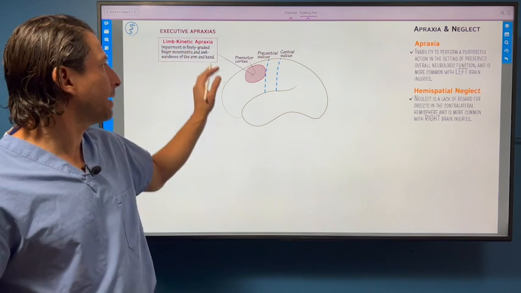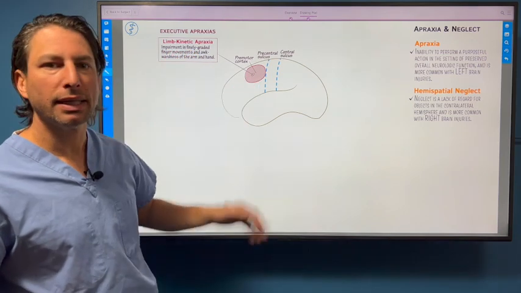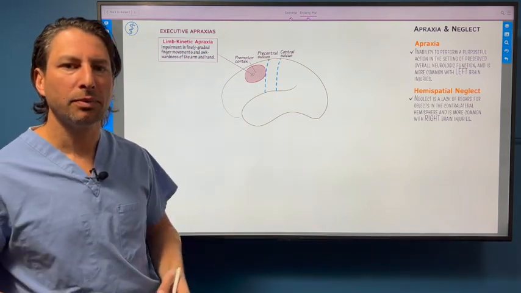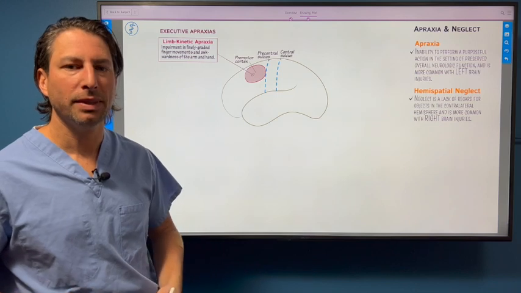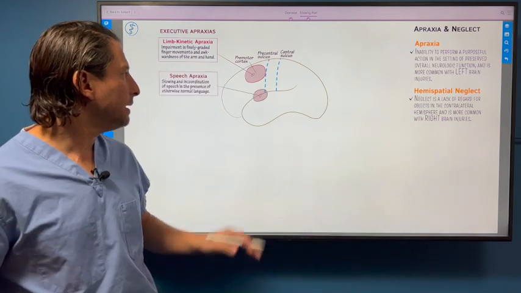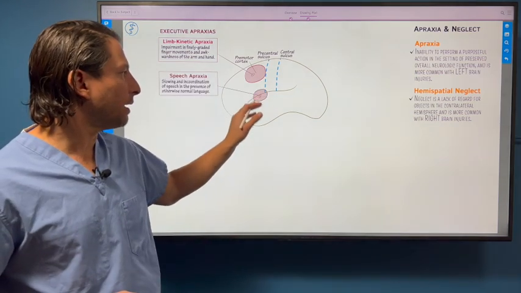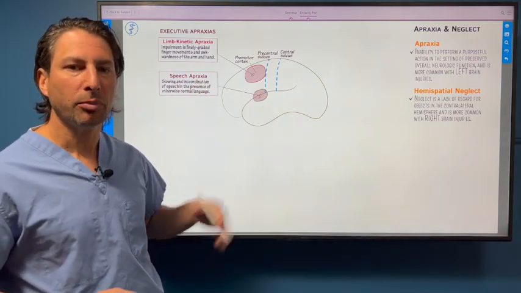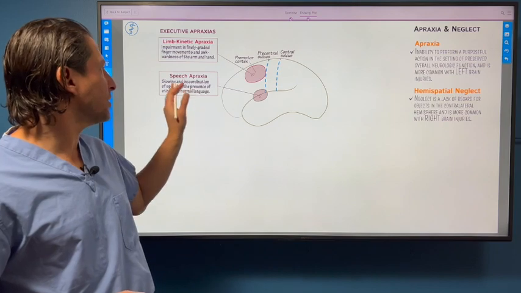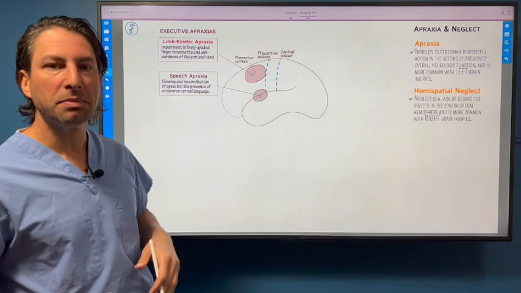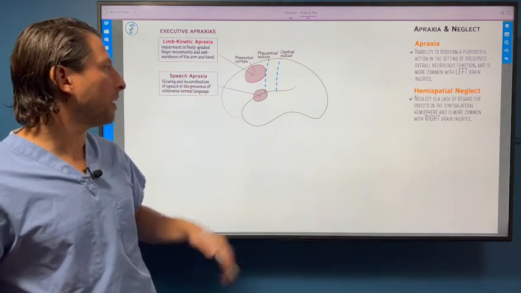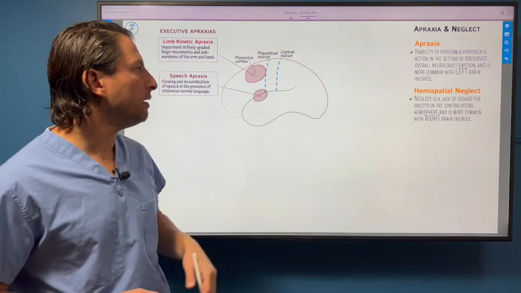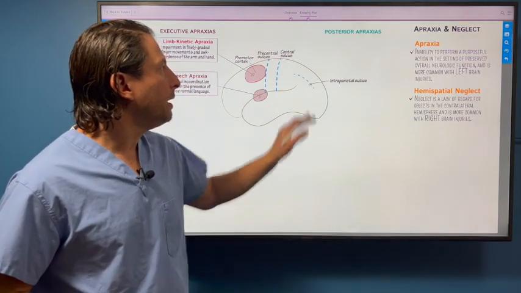First, limb kinetic apraxia, premotor cortex. Think of this as an inability to perform finely graded motor movements such as playing the piano. Next, inferior frontal gyrus region. Think of speech apraxia. So if you don't have a Broca's aphasia, but you have a slowing and incoordination of speech, think of a speech apraxia in that general inferior frontal area.